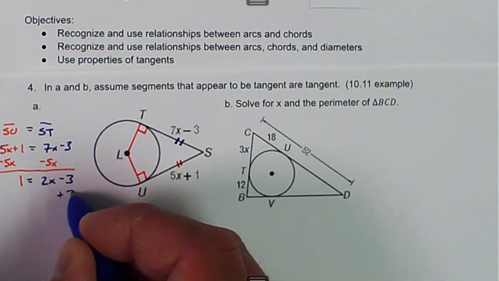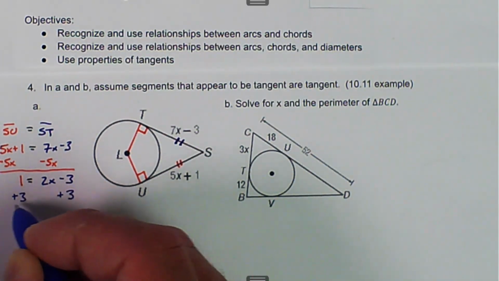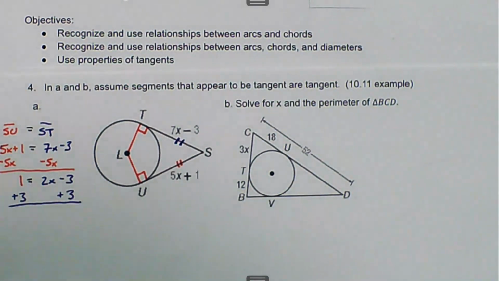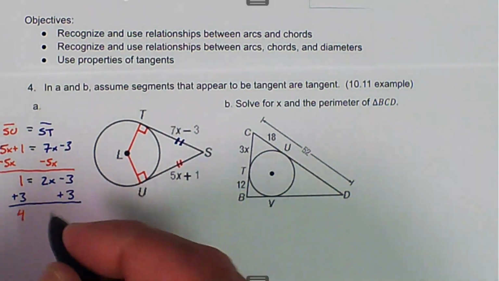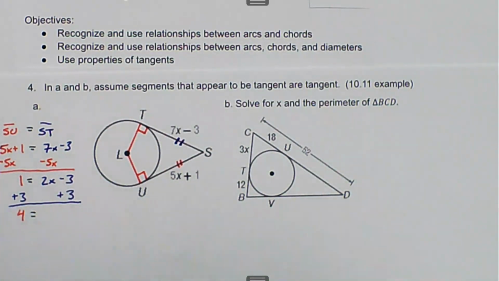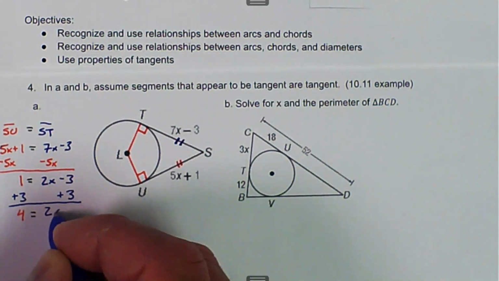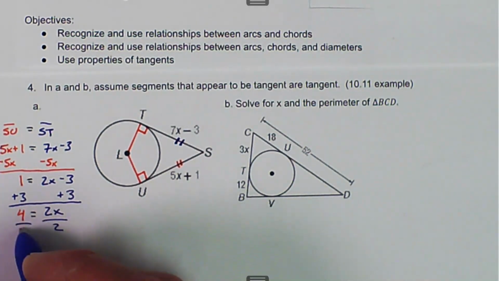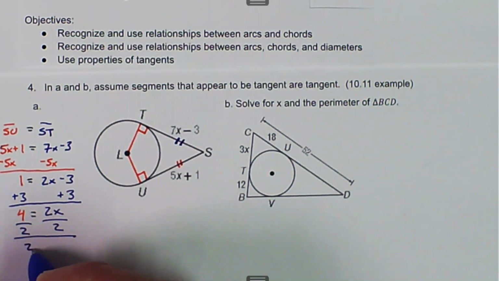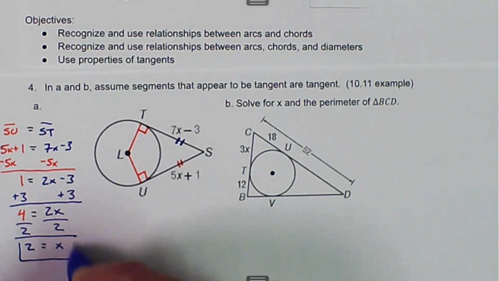And then we can add 3 to both sides of the equal sign. And we're going to be left with 4 is equal to 2x. And then we can divide both sides by 2. And we get 2 is equal to x.